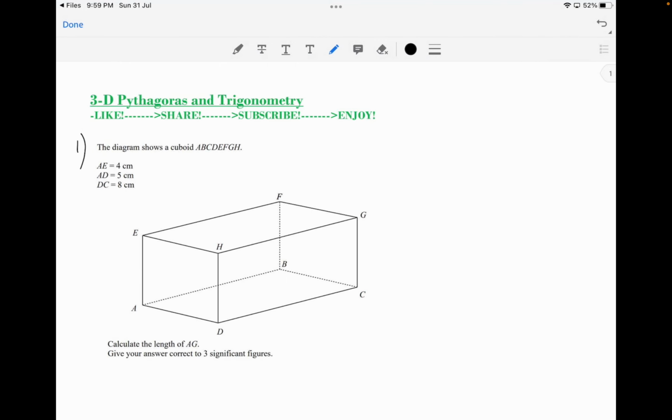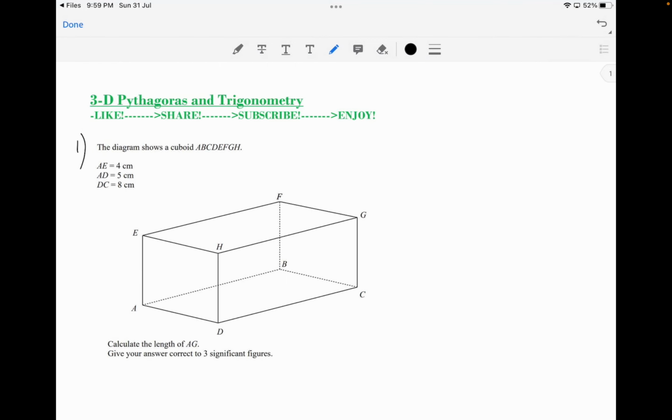Alright, let's begin with the first question. The first question states that the diagram shows a cuboid ABCDEFGH, where AE is equal to 4 centimeters, AD is equal to 5 centimeters, DC is equal to 8 centimeters, and you have to calculate the length of AG. Give your answer correct to 3 significant figures.